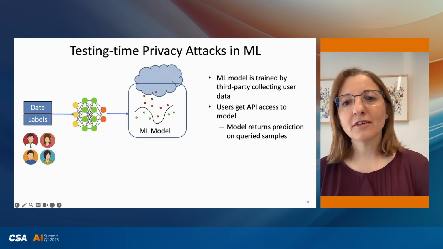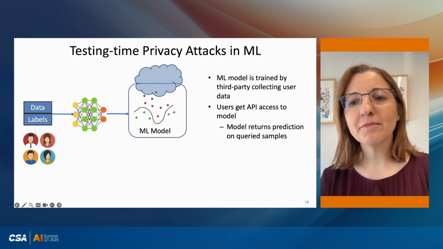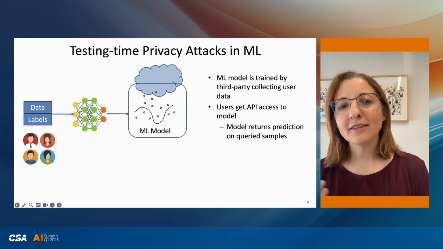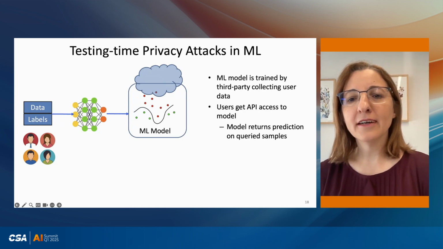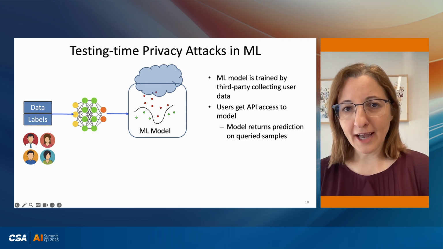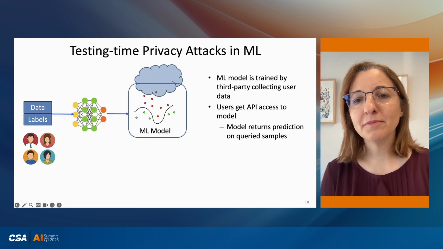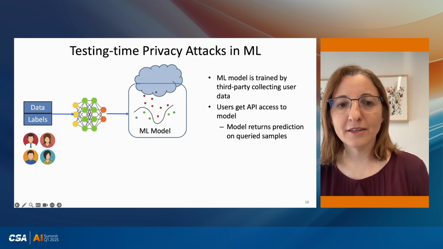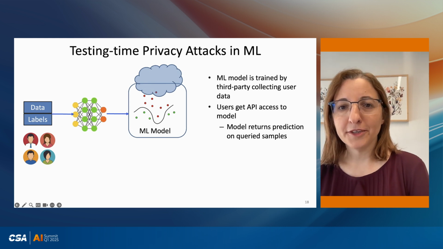The third category of attacks of interest is privacy attacks against machine learning models. Here we assume that the model is trained by a third party, let's say a cloud provider, collecting user data, and users have API access to the model. That means that they can query the model on certain samples and they get back the model's prediction.